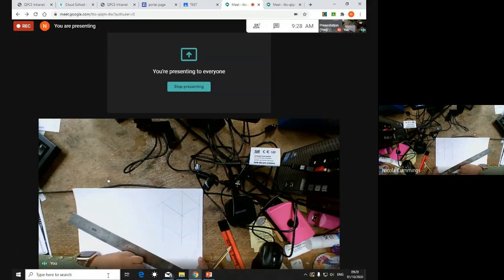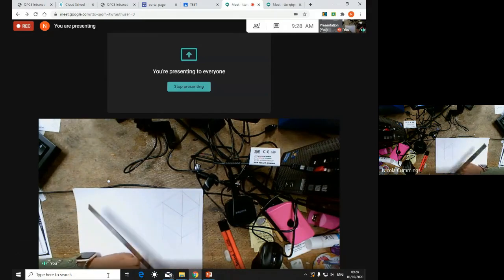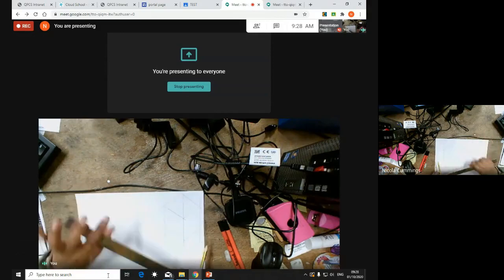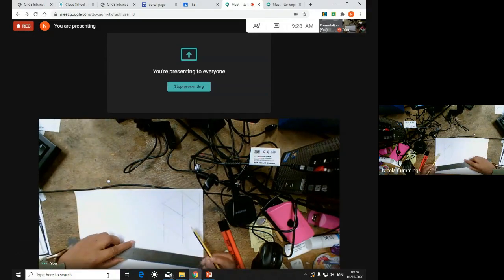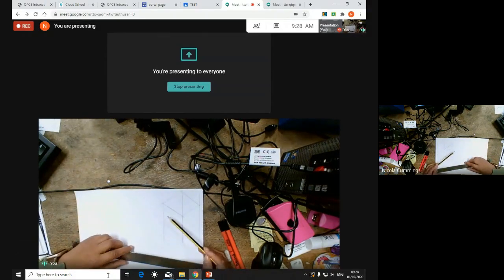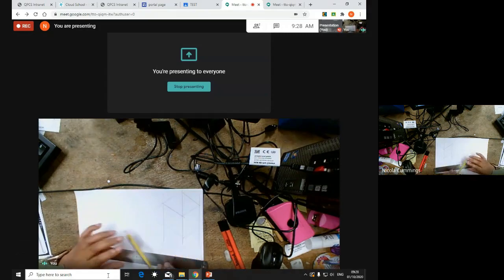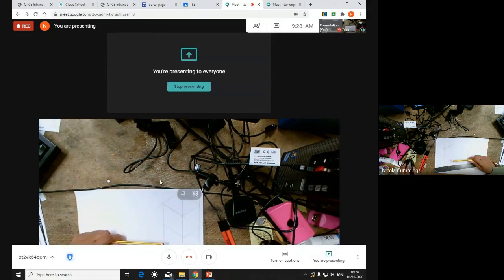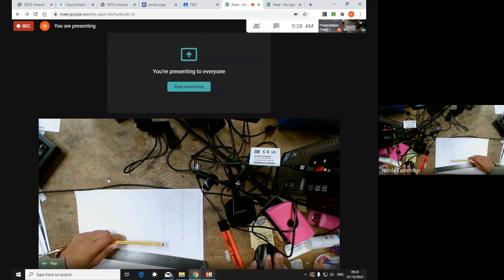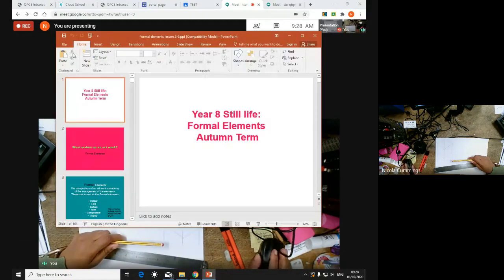I thought I would start this lesson by doing a little demonstration of what is required during this lesson. The first thing you may be required to do is draw several boxes, and I'm going to get to that later on in the lesson. What we need to do first of all is have a look at the PowerPoint to make a decision.